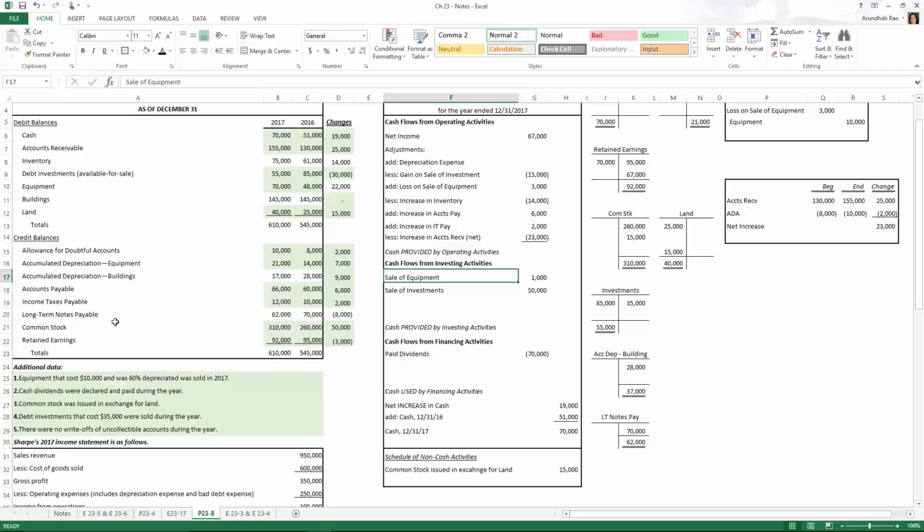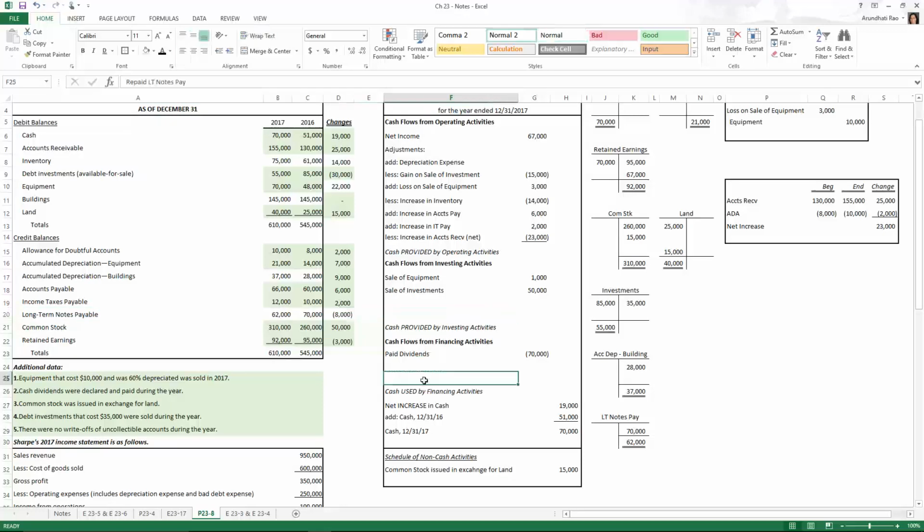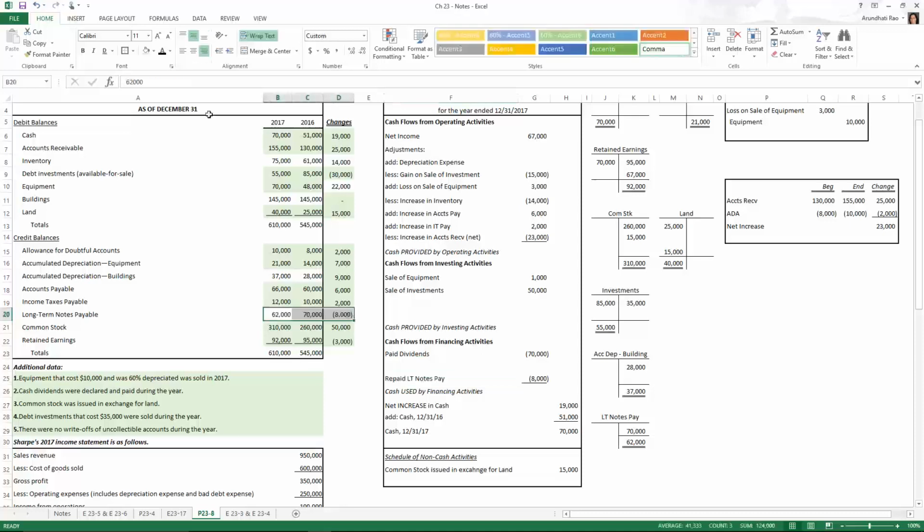I have long-term notes payable that decreased by $8,000. What could have caused my long-term notes payable to decrease? Well, there's only one thing. I paid it off. Okay. So my long-term notes payable, I repaid $8,000, so it's a cash outflow. So I've taken care of this number.